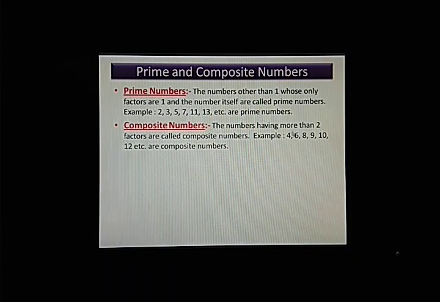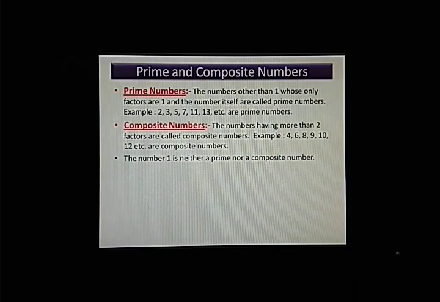For example, here given 4. How many factors does 4 have? 3 factors: 1, 2 and 4. So we got 3 factors. Similarly, 6 also has 4 factors. So whenever we have more than two factors, we can consider it a composite number.